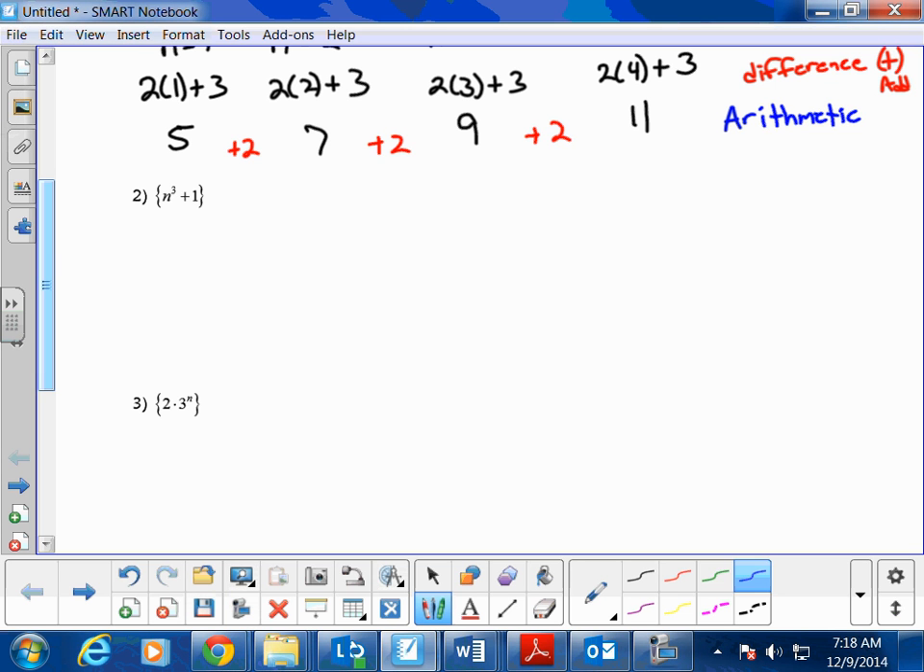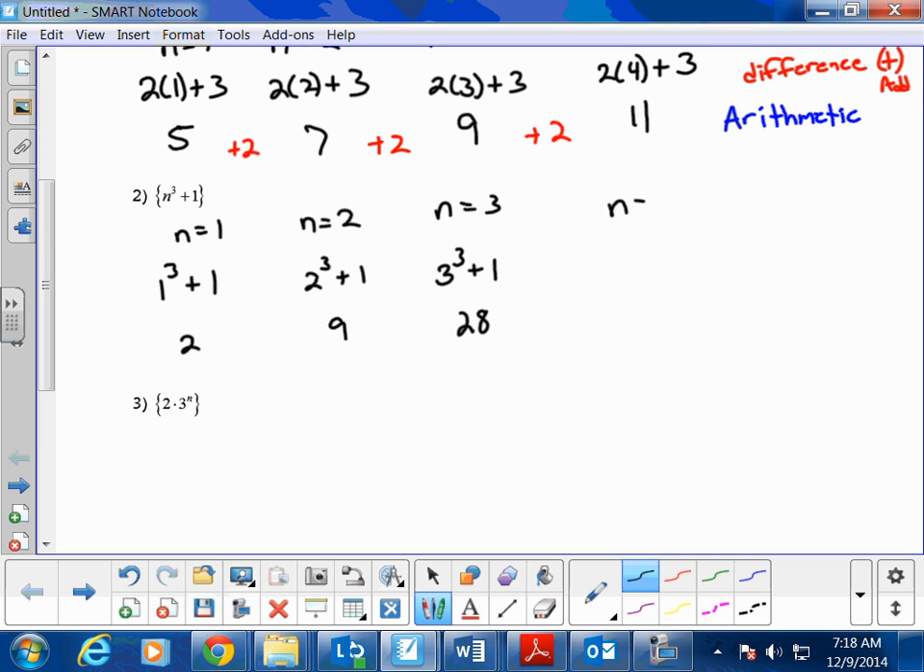So let's go ahead and do the next one. With this next one, we're going to do the same thing. n equal to 1, 1 cubed plus 1 means I have 2. n equal to 2, 2 cubed plus 1 means I have 8 plus 1, I have 9. n equal to 3, 3 cubed plus 1, 27 plus 1, which is 28. And then from here, we're going to have n equal to 4.